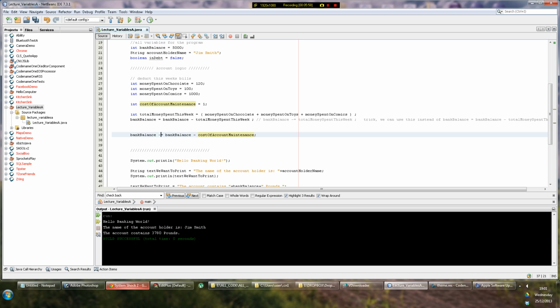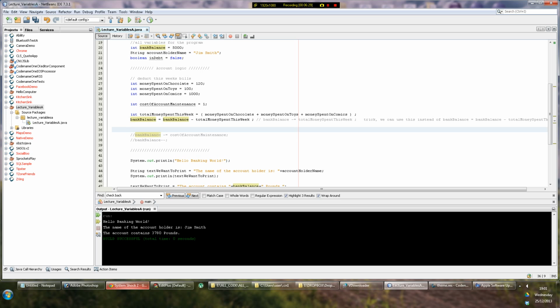But if we did the little trick, minus equals, then that's not so bad. And if we knew for certain it was always going to be 1, always, we could just do another trick, which is bank balance minus minus. So we've got two versions of it here. First of all, I'll take these out and I'll do the normal way.